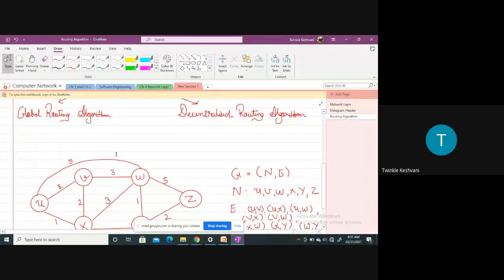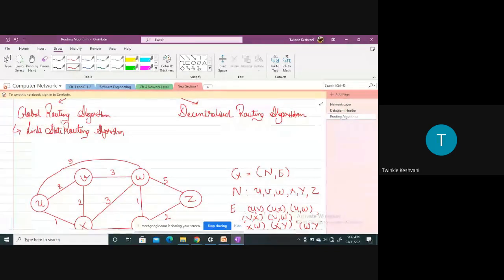Now, there is one algorithm which falls under the category of global routing. That is the link state routing algorithm. The link state routing algorithm falls under the category of global routing. And the second is decentralized.